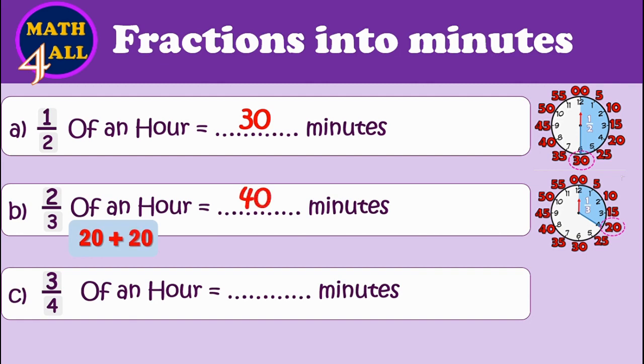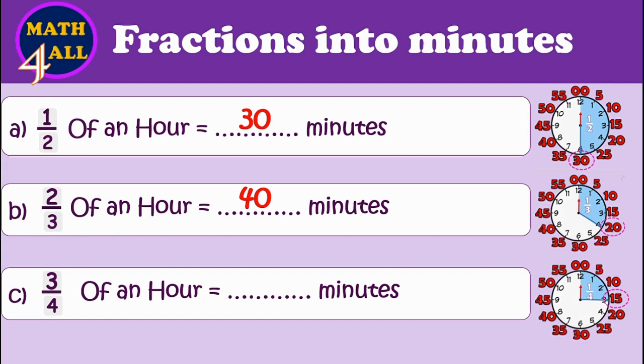Now, example C. 3/4 of an hour. According to the clock face, 1/4 of an hour equals 15 minutes, so that 3/4 equals 15 plus 15 plus 15 equals 45 minutes.